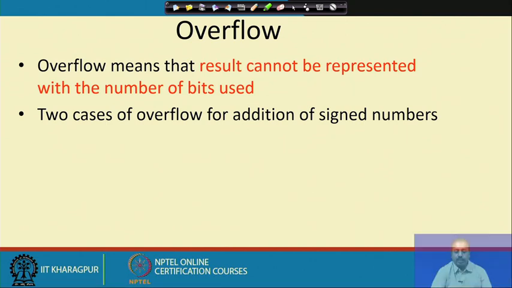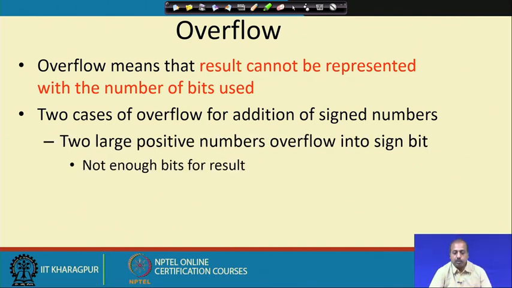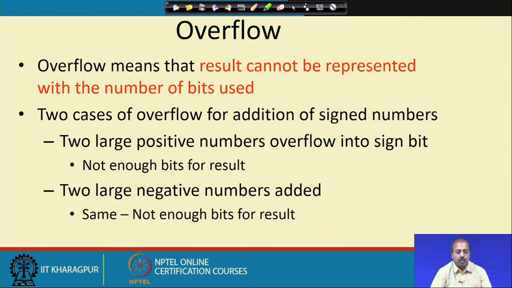There can be two cases of overflow for addition of signed numbers. Two large positive numbers overflow into the sign bit, so there are not enough bits for the result. Or two large negative numbers are being added, and again there are not enough bits for the result. As I said, 4-bit numbers being added give a 5-bit result, and the 5th bit is actually for the sign, so that will be affecting the sign bit.